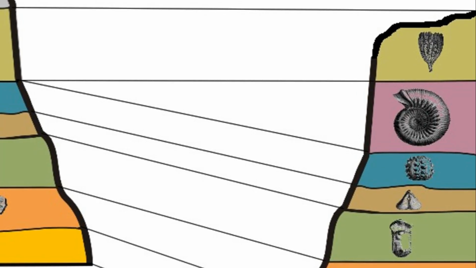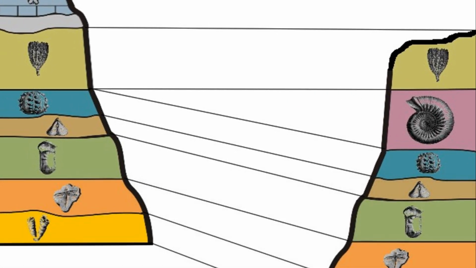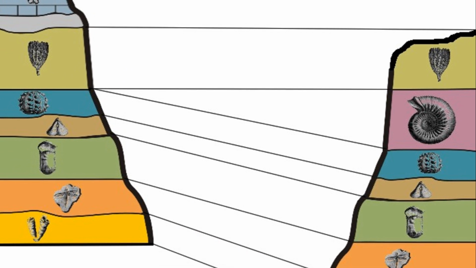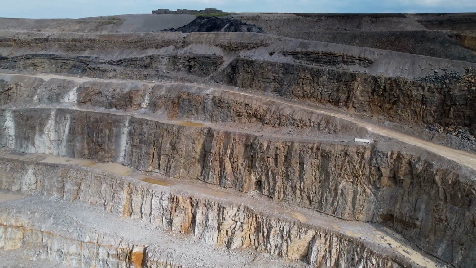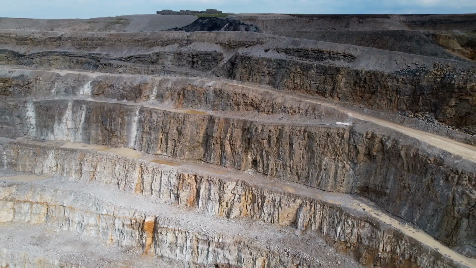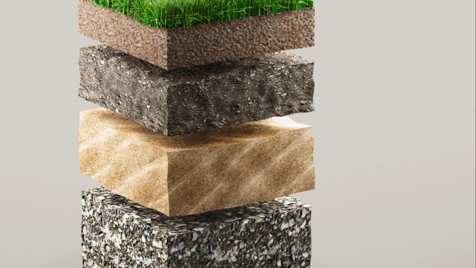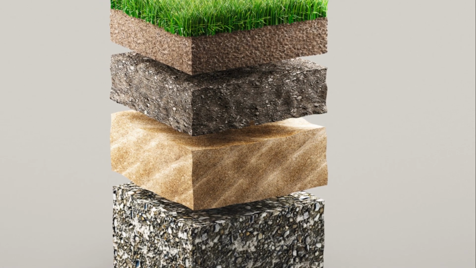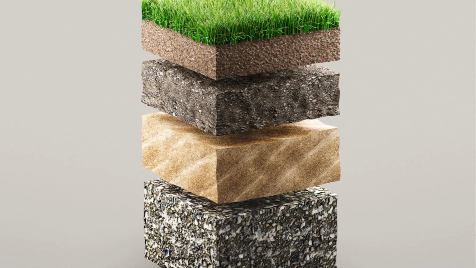Method 1. Stratigraphy. First up in our exploration of fossil dating methods is stratigraphy. This method is a cornerstone of the science of geology and is based on a principle that is both simple and profound, the law of superposition. This law states that in an undisturbed sequence of sedimentary rocks, the youngest rocks are at the top, while the oldest are at the bottom. It's like a layered cake, where the bottom layer was baked first and each subsequent layer was added on top.